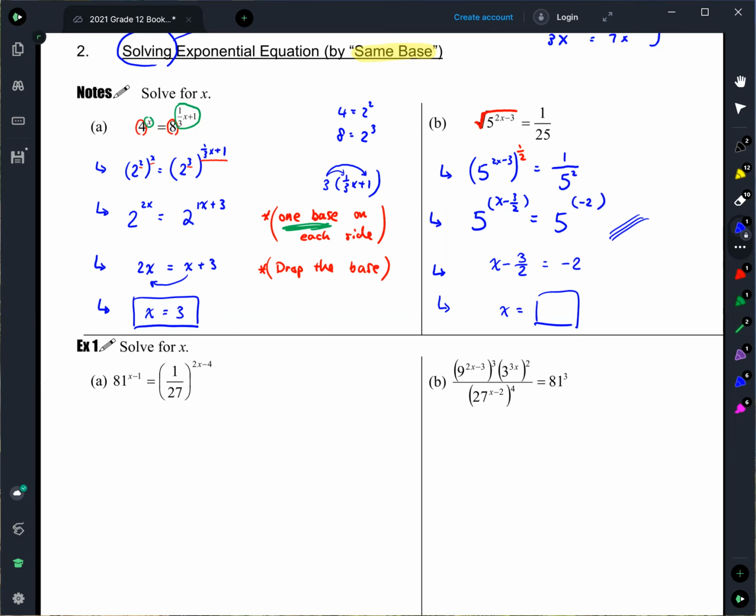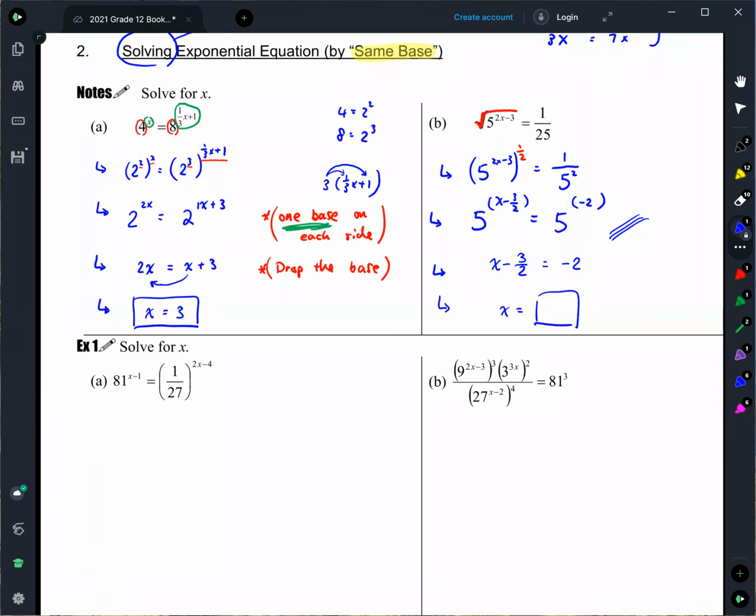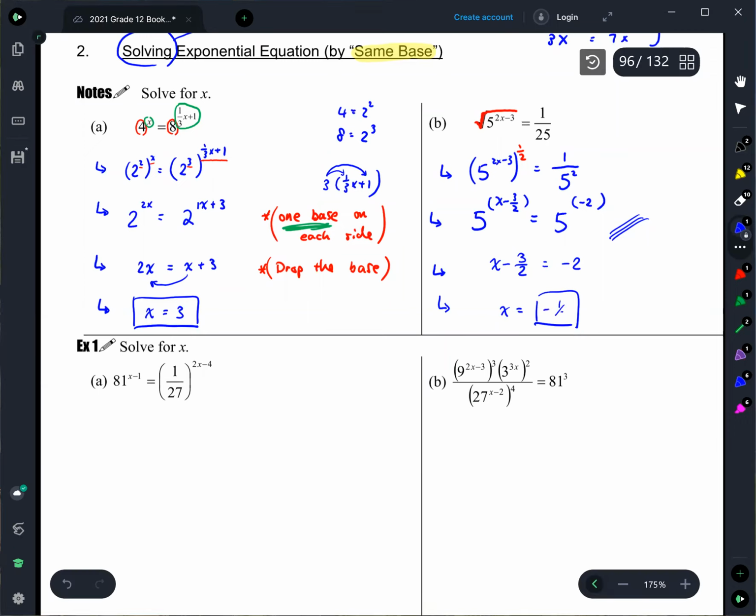Okay, you should have the answer by now. This is just one step, okay? Solve for x. Angela, do you have the answer for x? Is it -1 over 2? Yep, very good. Okay, you just move the -3 over 2 to the right side, okay? Combine it.